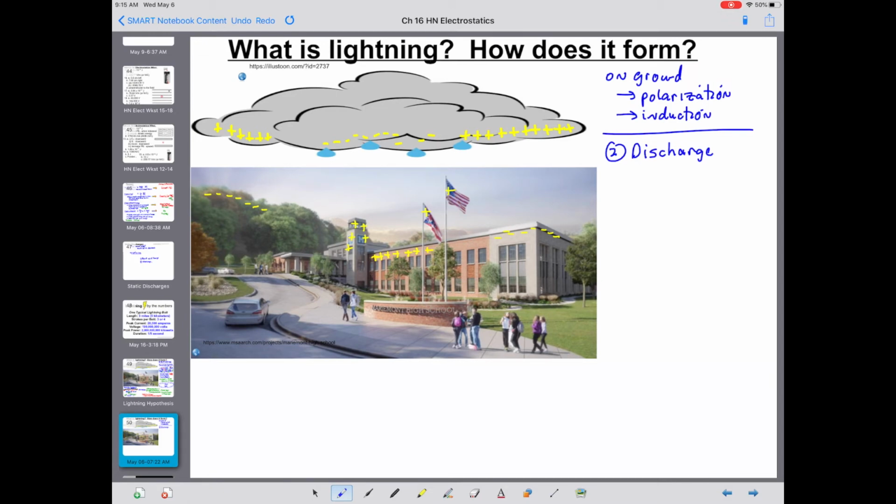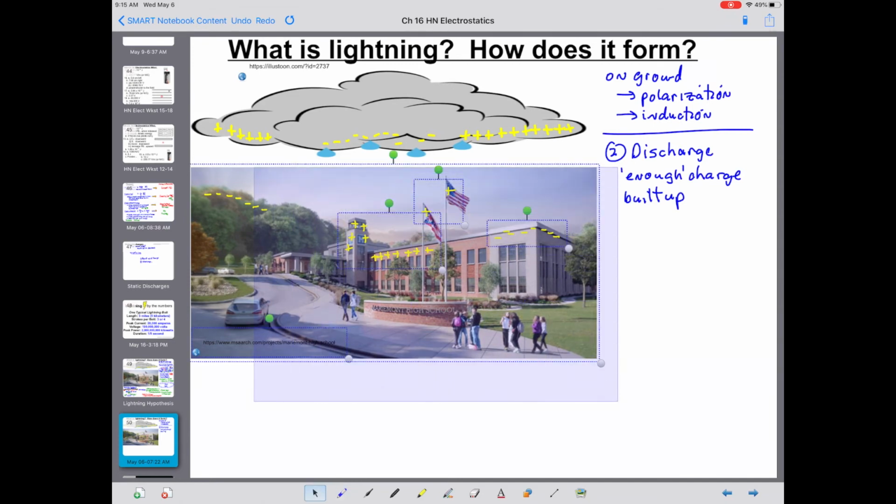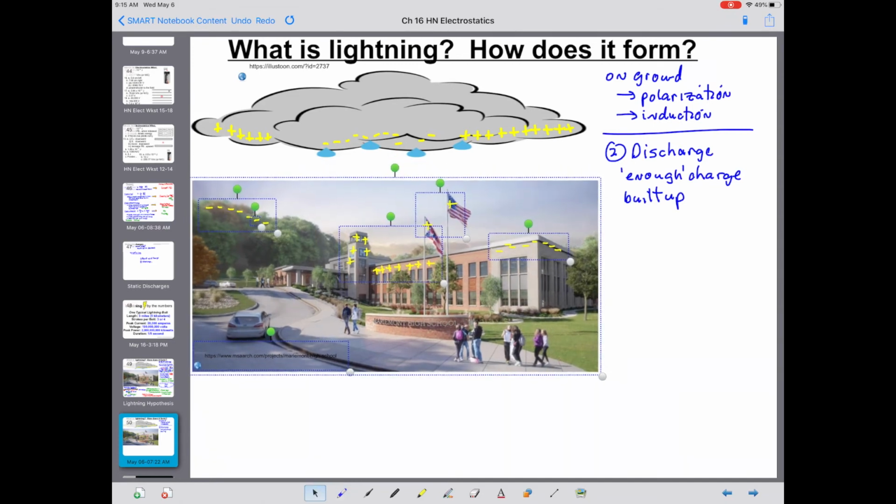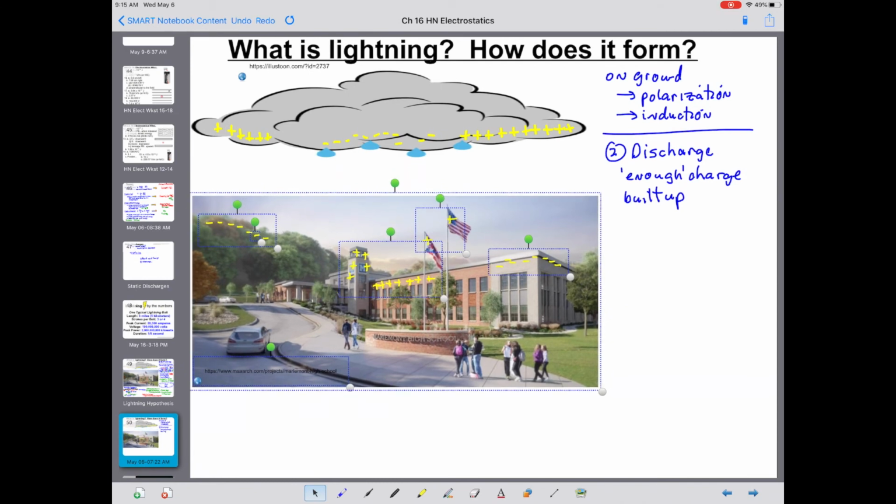So let's talk about the discharge. When you have enough charge built up, and we're going to put a number on enough charge built up here in just a second, if I draw a lightning bolt striking, I'm going to give us a little more space here. So I'm going to take our school building and I'm going to move it down a little bit. We have a lightning bolt that's striking.